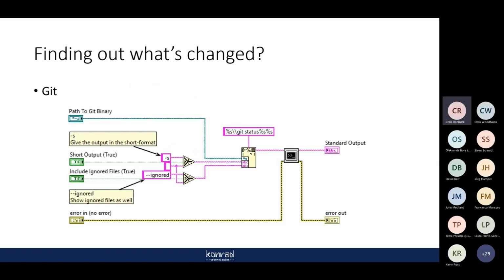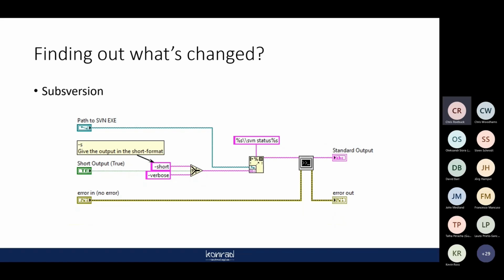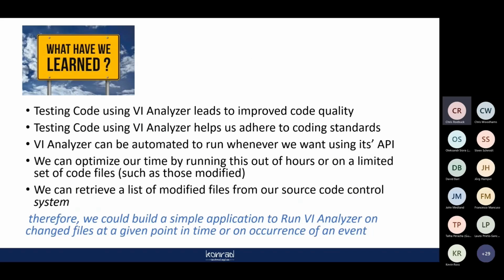So how do we find out what's changed? Well, we could query our source code control. I don't know if you're using Git, I don't know if you're using Subversion, but you could query the Git binary and say, get me the status of all of the files, and then just filter out the ones that are modified, filter out the ones that are new. If you're using Subversion, you can do the same thing. You can query Subversion. Or if you're using TortoiseSVN, it's even easier. You can use the API there and pull out a list of modified files. So we've got a list of things that have changed, and we can now pass that list into a very simple piece of LabVIEW code and run VI Analyzer.